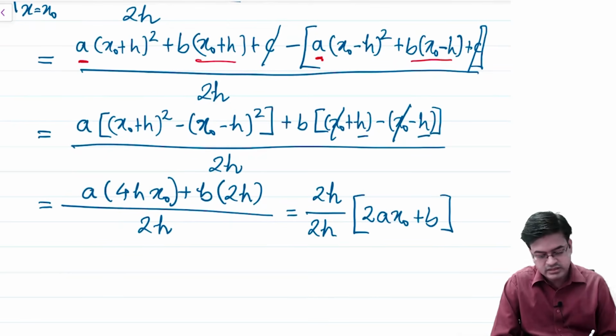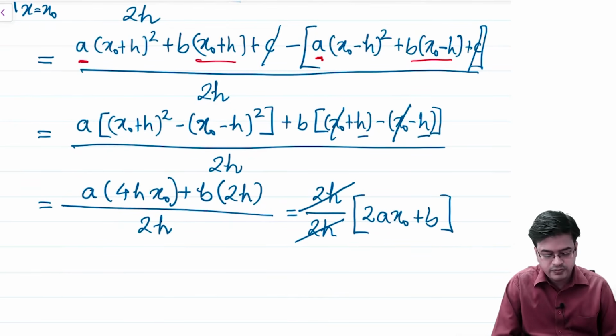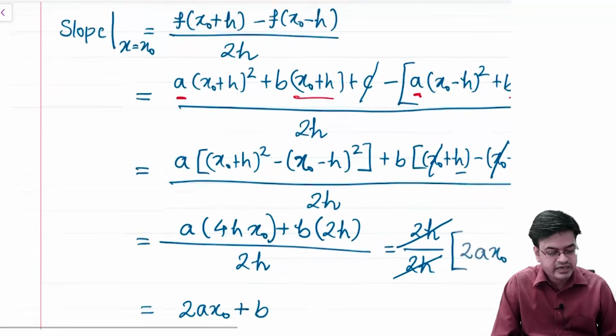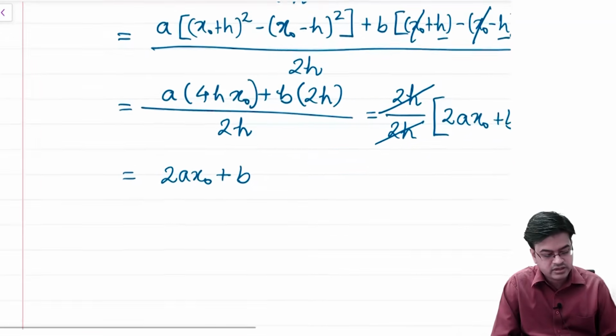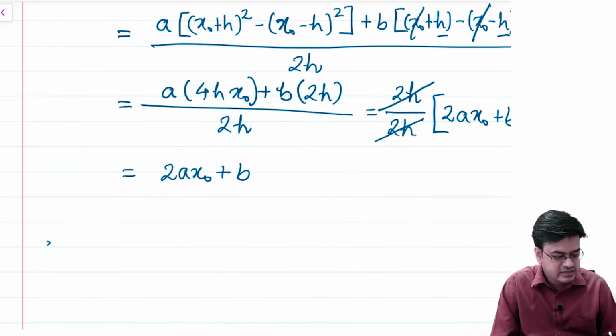Yes, and this 2h will cancel itself off, and therefore my answer to the question, what is the slope of a general quadratic function, is 2a x naught plus b at any point x is equal to x naught. So I can rewrite this as some function g(x) which is equal to 2ax plus b.